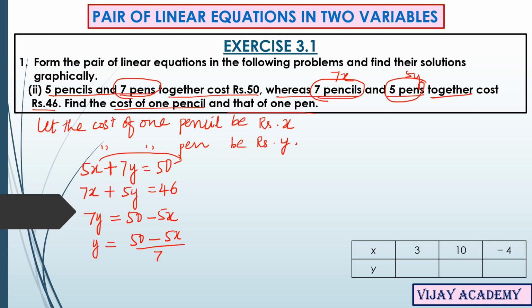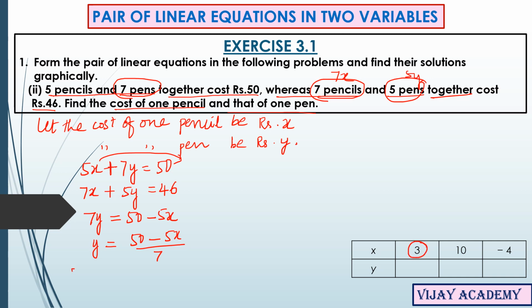Now let us substitute some values of X and find the corresponding values of Y. So first let me take 3. So we take the value of X in such a way that after multiplying the X value with 5 and then subtracting the product from 50, we should get a multiple of 7, because the numerator should be divisible by the denominator 7. So in that way, you can take 3 as X value.